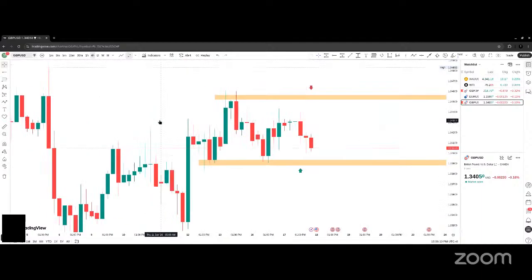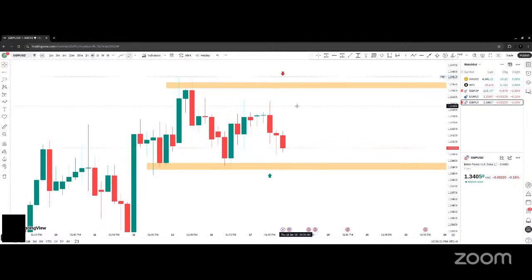All right. So the easiest way to identify is, sometimes I like to use the hourly as well, just to get a better picture, a better idea of what is happening. So let's talk about this structure here. We'll go with this.